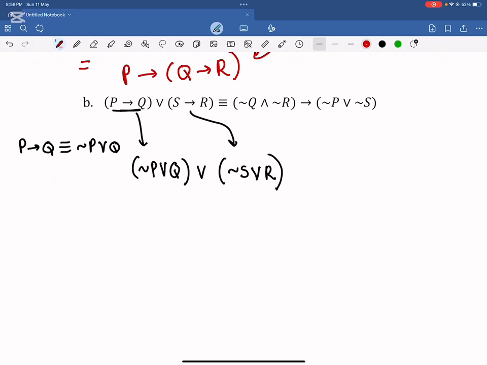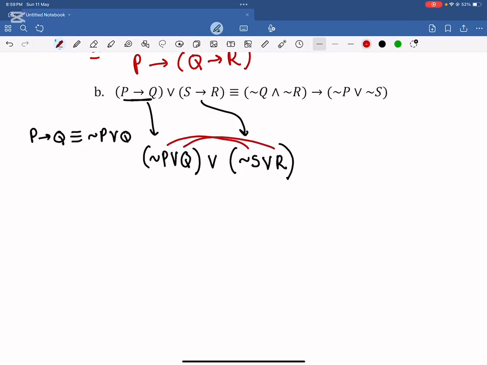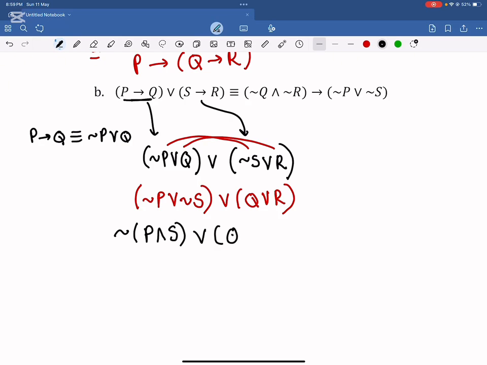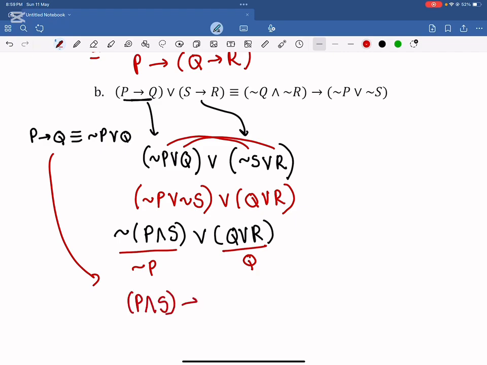Now I can use the distributive property. It will be not P or not S or Q or R. Okay, then let's imagine, I can take the not outside, so it will be P and S, and we can imagine that this is not P or Q, so it becomes P and S implies Q and R, okay.